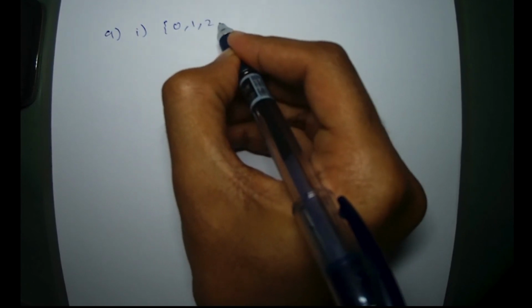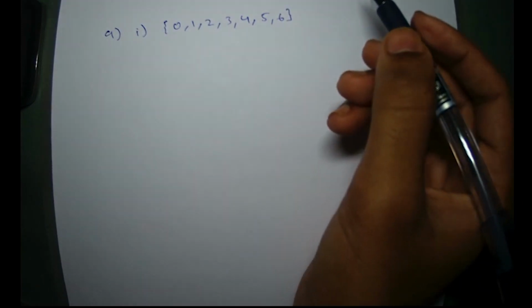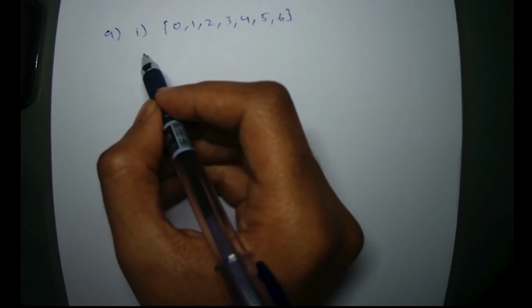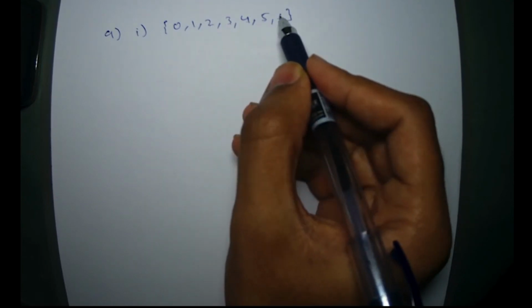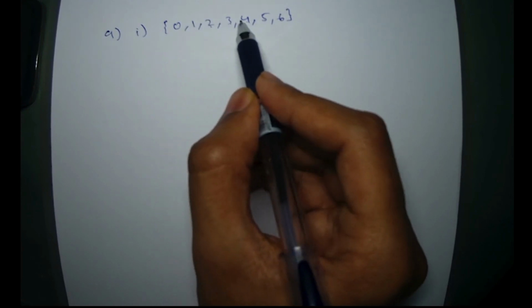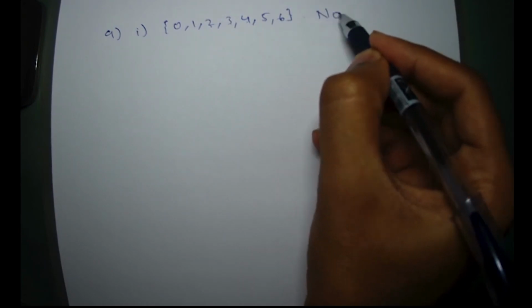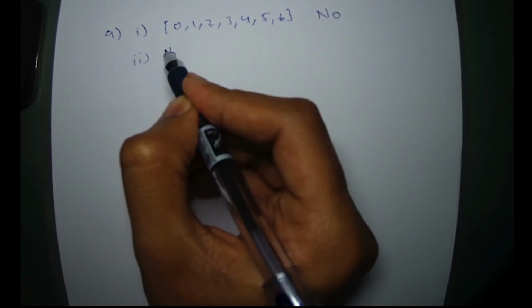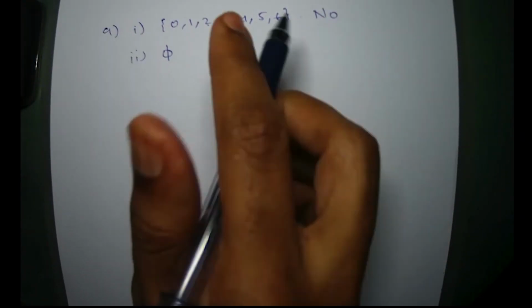So the first set is 0, 1, 2, 3, 4, 5 and 6. We have all the terms from set A, 1, 3 and 5. We have all the terms from set B, 2, 4 and 6, but we don't have all the terms from set C. We have 2, 4, 6, but we don't have 8, so this cannot be a universal set, so the answer is no. Second question is the null set. The null set can be a universal set only for another null set, so again this is no.